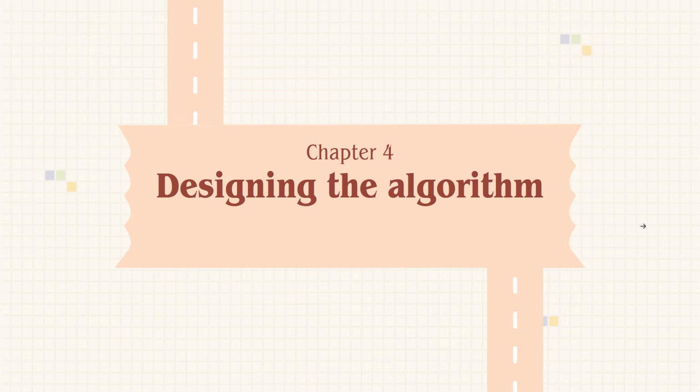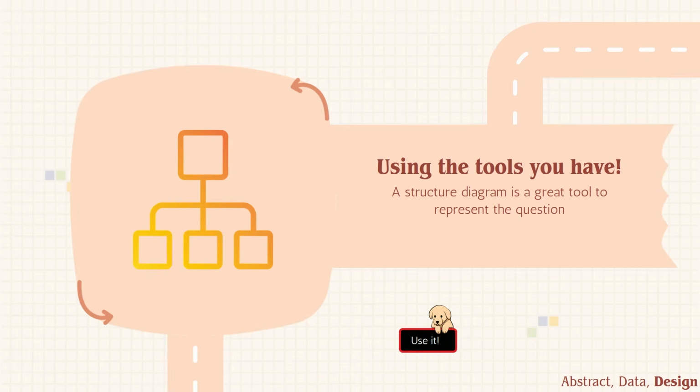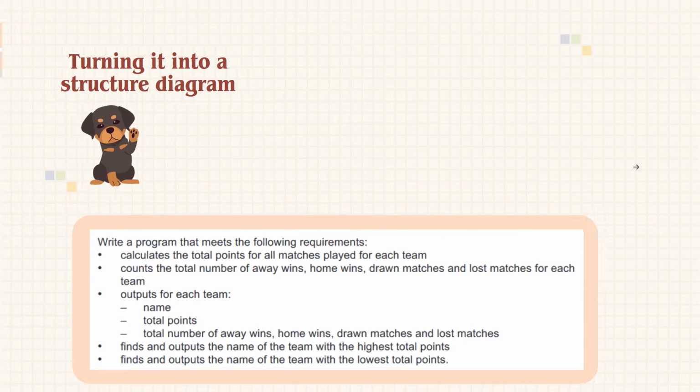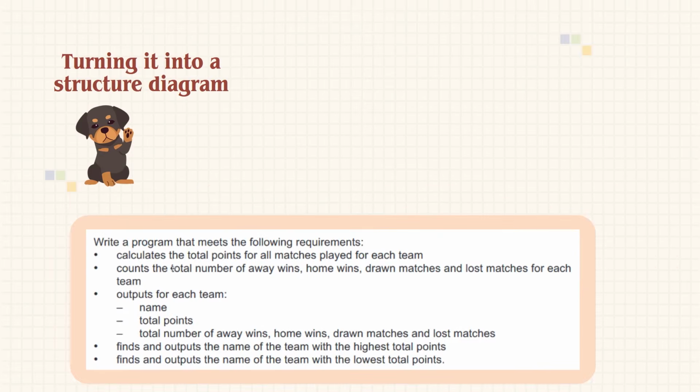Now, how do you design the algorithm? The stuff you've been learning in paper 2 theory, you actually get to apply it. A structure diagram is a great tool to represent how a question is designed. We're making the scoreboard, right? And so the first section is calculating and tallying the number of wins, draws, and losses.